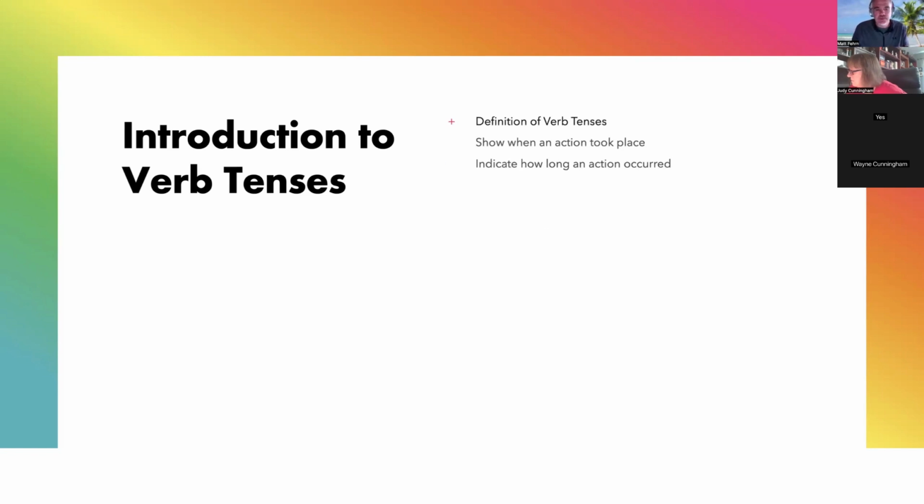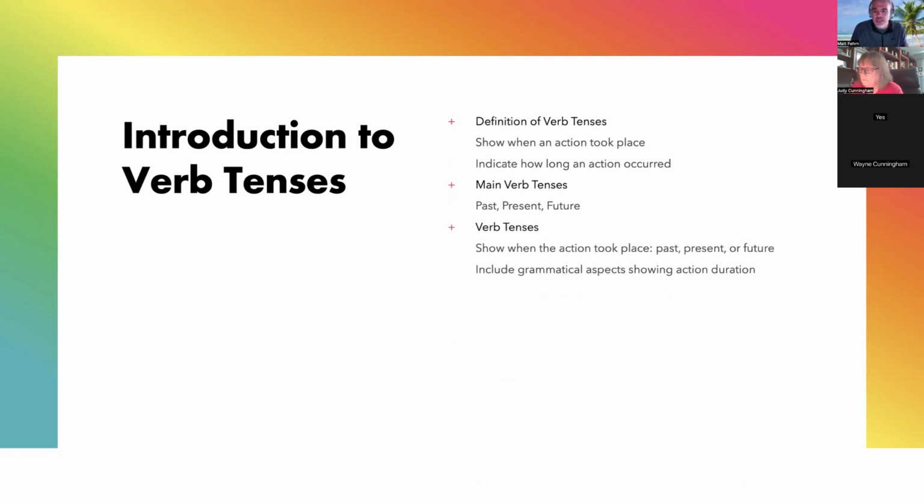So, verb tenses. We talked about voice. Now we're going to talk about tenses. A tense simply describes when an action took place, right? In English, we have three main tenses: past, present, and future. Okay. And that's fairly simple.